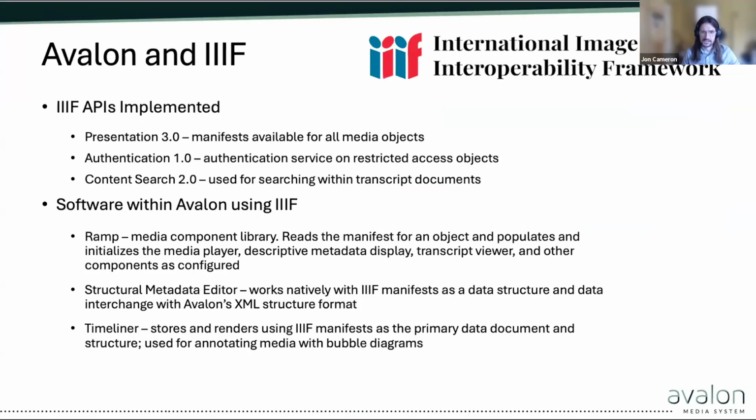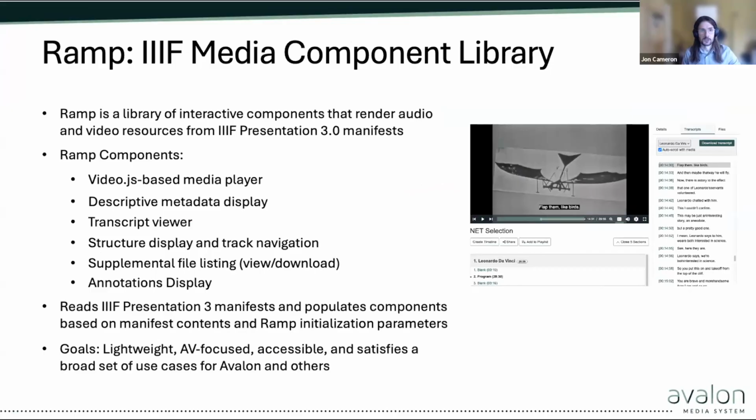So in addition to Avalon, we have RAMP, which is our library of media components that we use for rendering things on the page. RAMP is basically a big library of components that you can arrange on the page however you like. It includes things like the media player, display of descriptive metadata, transcript viewer, and many other things. So we work on this library and use it within Avalon.